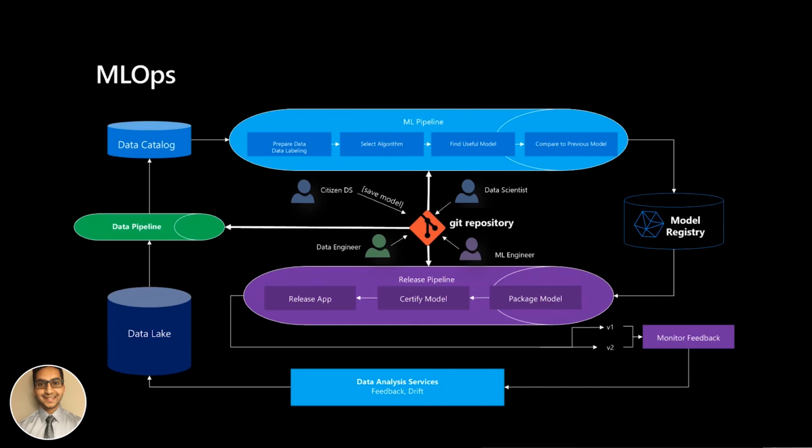So an MLOps workflow may look something like this. There's the data catalog, a component that's doing a data pipeline. That itself might have 20 steps, maybe in Azure Data Factory, querying from a data lake. That's one step on its own. And then there are the machine learning pipelines where you have your data preparation, selecting your algorithm, and all the different steps that I showed earlier. And then, of course, there are the release pipelines where you package the model, certify the model for the release app, and then you have the continuous monitoring feedback.